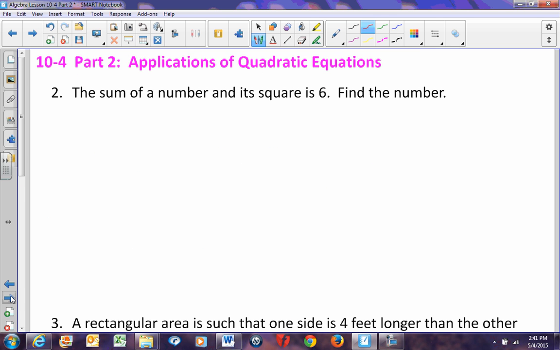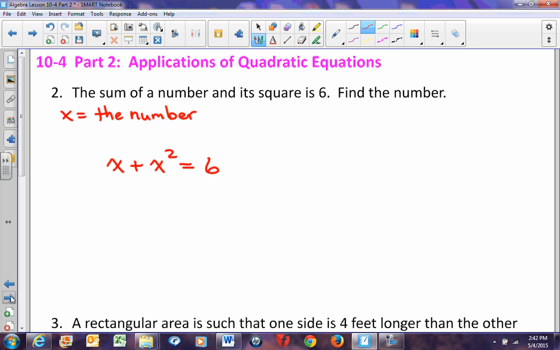Let's get another one. The sum of a number and its square is 6. Find the number. Well, I'm going to let x equal my number, and it really doesn't matter. I'm going to let x equal the number. The sum of a number, sum means add, and its square, that means x squared, equals 6. We literally just translated that word for word.